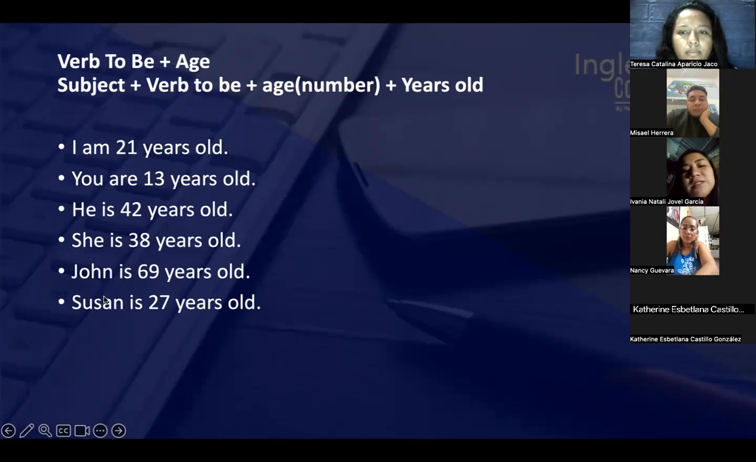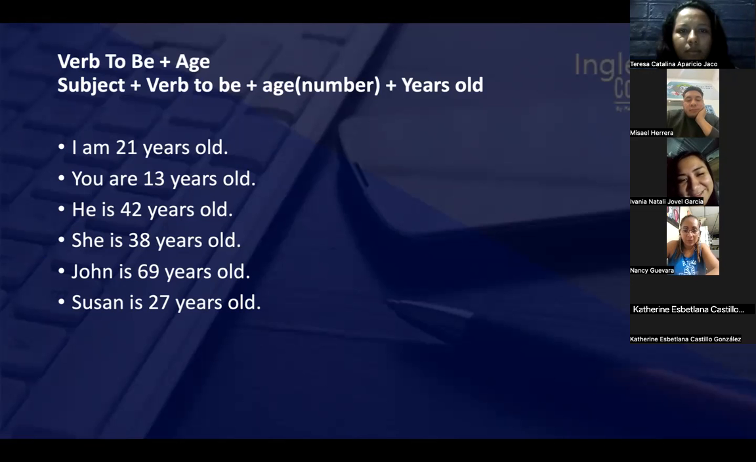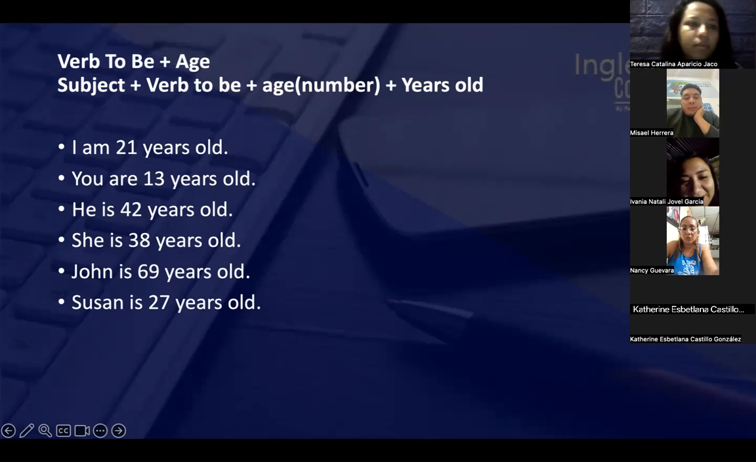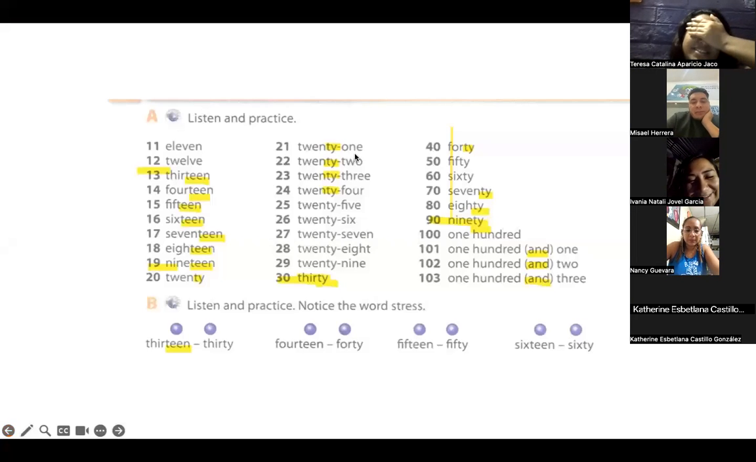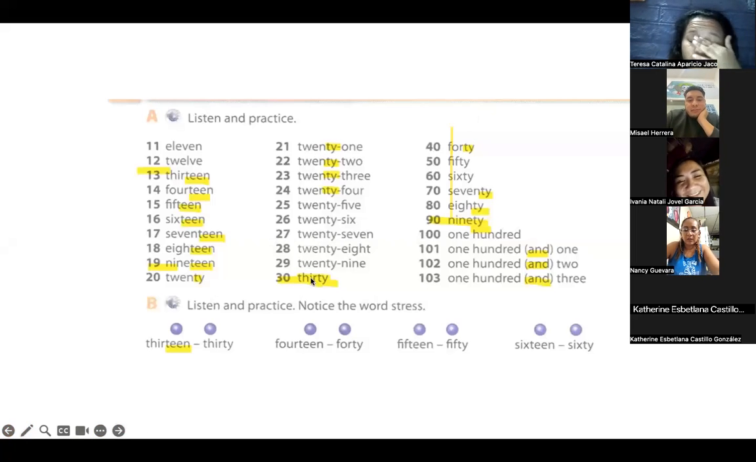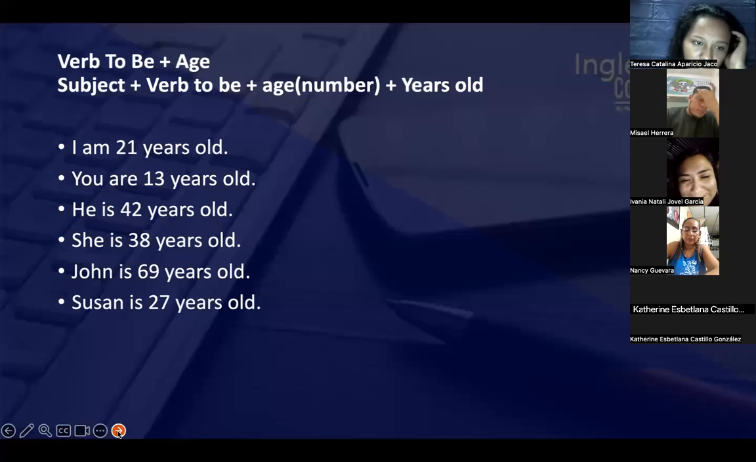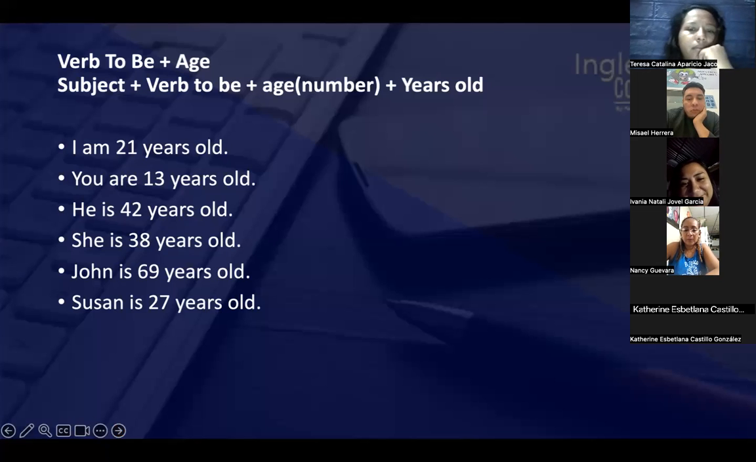Okay, Ivania, can you help me to read this one? Esta de acá. Ay, no sé cómo se dice 38. Okay, let me, here you are. 38, right? Acá no aparece, pero hacemos lo mismo que hacemos con 20, right? Solo que le cambiamos el 20 por 30. Y empezamos 31, 32, 33, 34, 35, 36, 37, 38. Okay. She is 38 years old. Awesome, thank you.